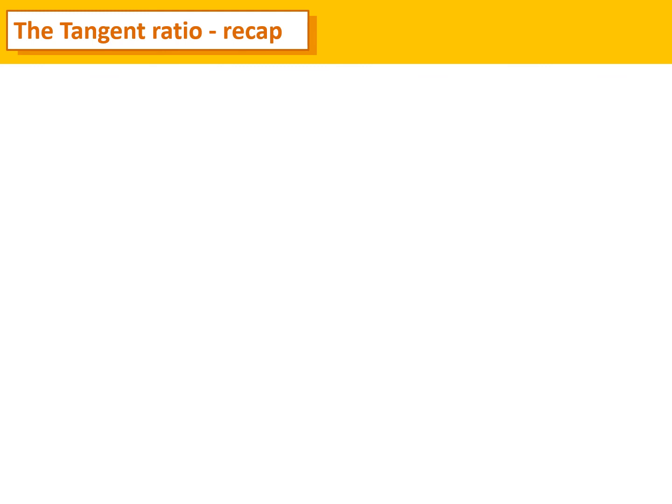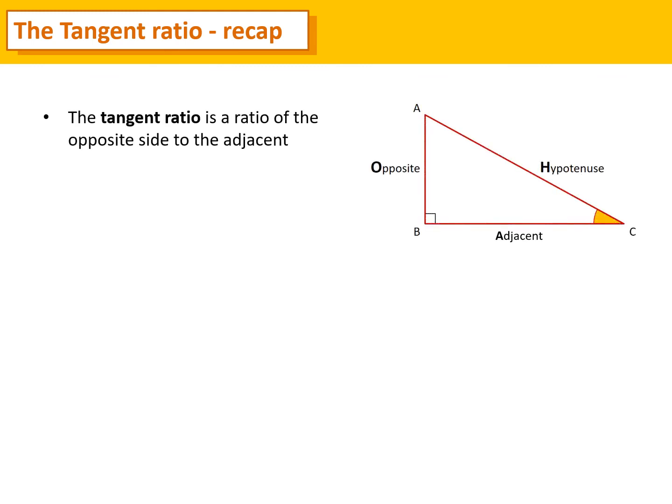Let's apply what we've learnt then in a recap. The tangent ratio is a ratio of the opposite side to the adjacent. We need to know in a right angle triangle how to label each of the sides. So remember, the eye of the angle looks at the opposite side, the right angle looks onto the hypotenuse, which means the third side must be the adjacent.